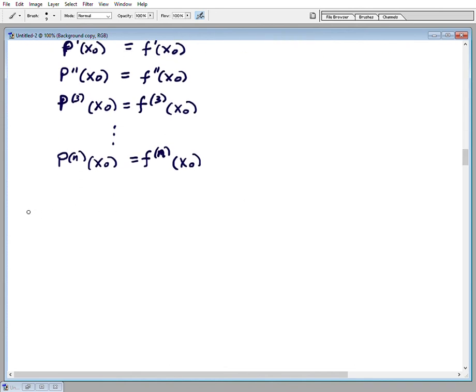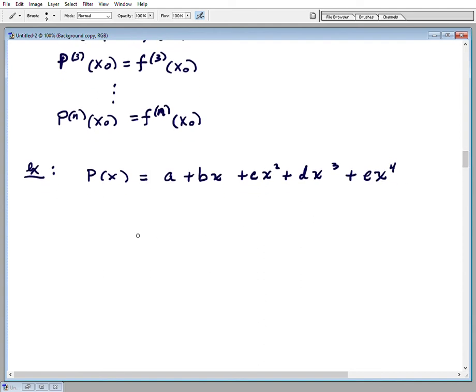All right, so to see what to do, let's look at this following little example. Let's say here's a polynomial of degree 4: a plus bx plus cx squared plus dx cubed plus ex to the fourth. What I want to do is see what happens when we take derivatives and substitute in 0. This time, our x0 will be 0. So that's what we're going to do.